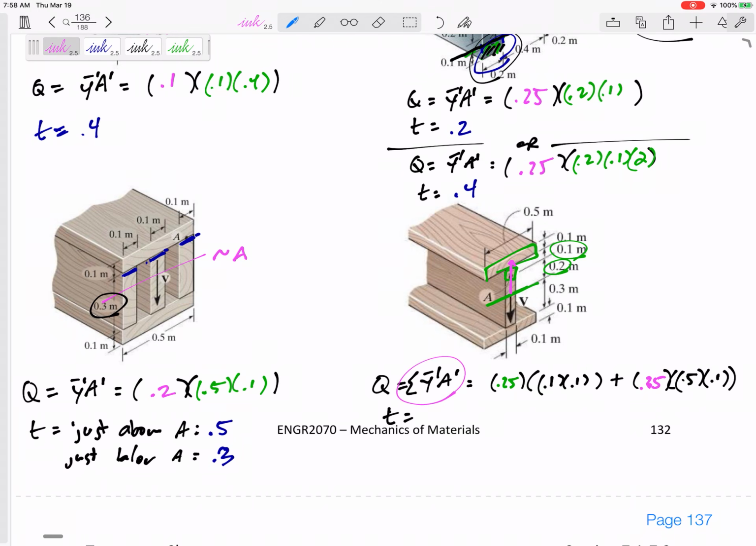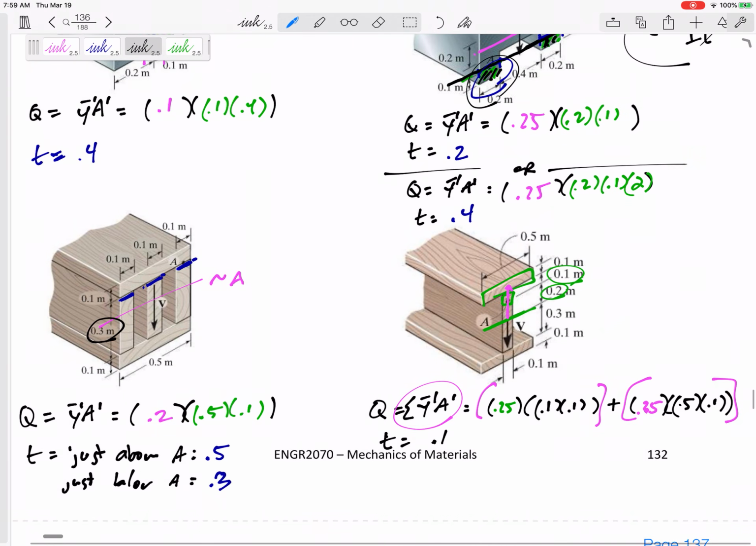All right, so I wouldn't try to do that in one go. If your A prime is multiple shapes, break them up into smaller shapes. Just do the y prime A prime of that shape, the y prime A prime of that shape, and add them together to get your Q. And then the thickness, of course, would just be 0.1. All right. So finding that Q, I think, is the hardest part. But once you've got it, then VQ over IT, you can do it, no problem. All right.